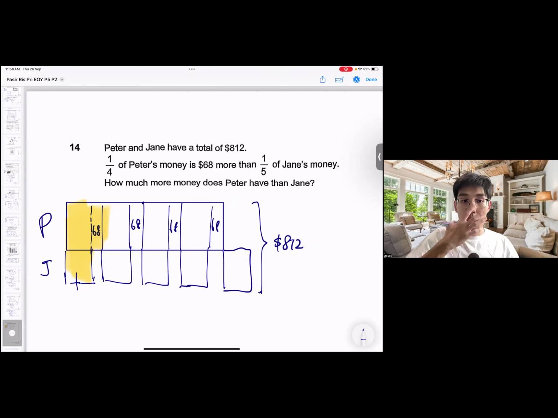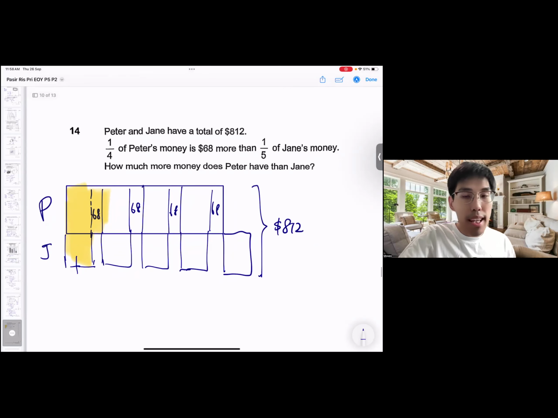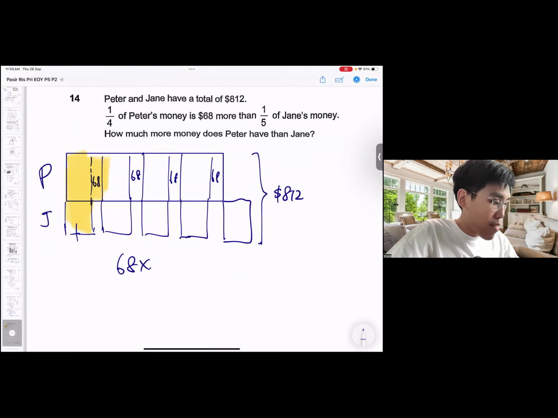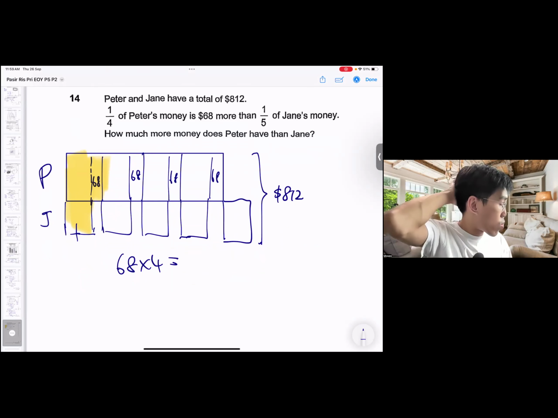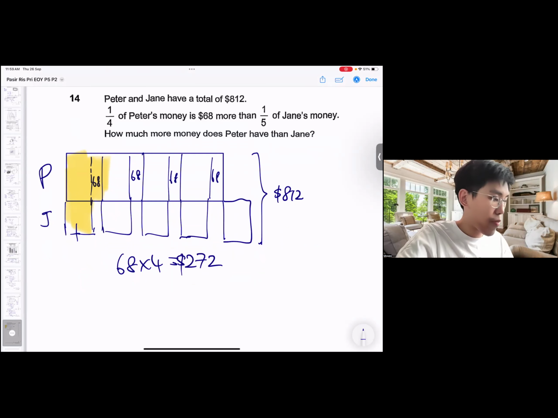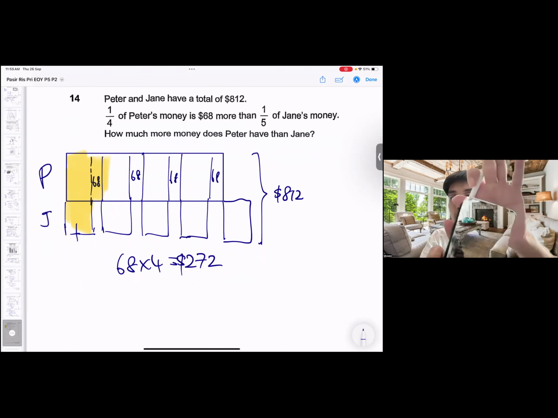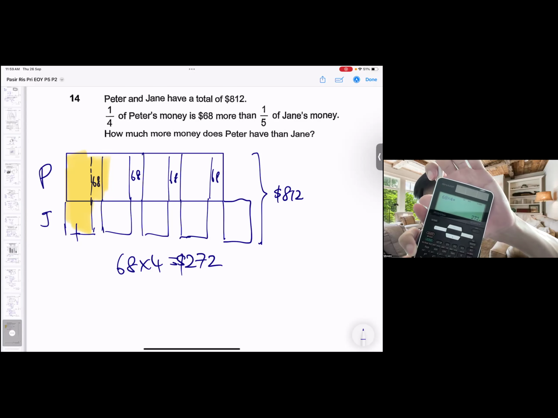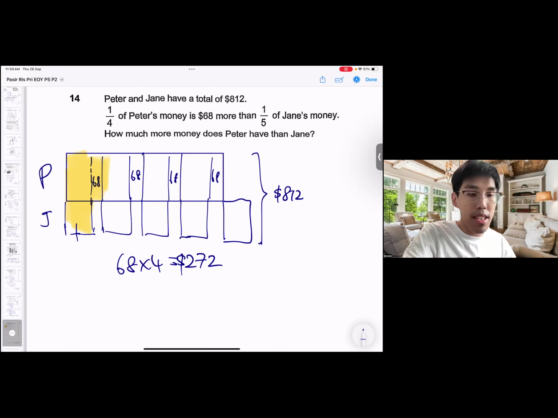Okay? So once we understand this model, it's quite straightforward already because you see, if I were to take out all the excess differences, all the remaining units will be equal already. So what we need to do here is actually 68 times 4, because there are 4 68s there. So it's 68 times 4, 272. Like that. If we take out these excess differences, the remaining 9 units will be the same.